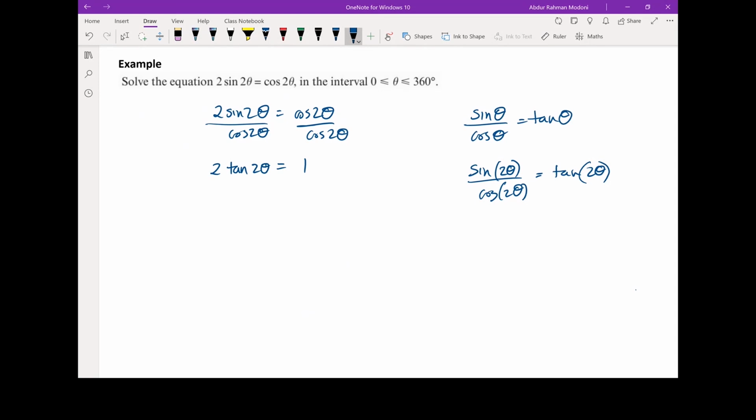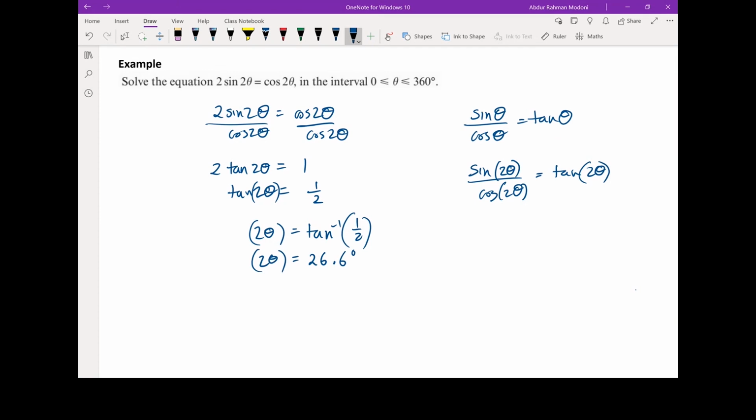This trig equation only involves one trig function, so we can go ahead and start solving. So tan 2 theta is equal to 1 over 2. And again, keep the angle intact till the very end. So 2 theta is equal to tan minus 1 of a half, and that gets us 26.6 degrees. Keep this 2 theta intact till the very end. So let's find the solutions for 2 theta first of all.